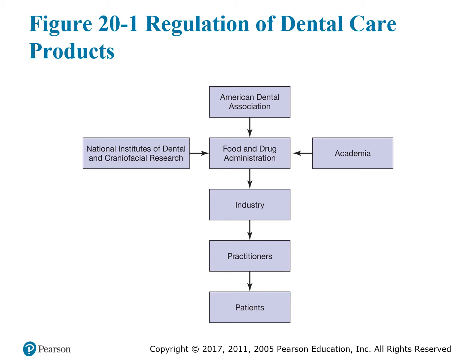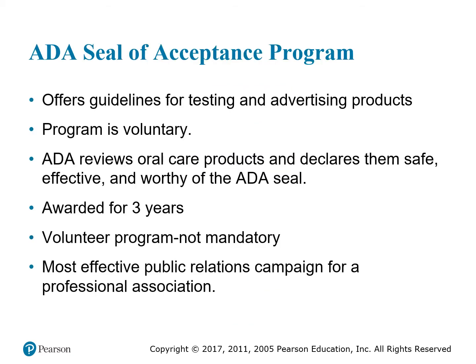So this figure is 20-1. It's on page 284 in your book. It just shows that there is research that comes from different places, and it all feeds into the Food and Drug Administration, who then sets guidelines for the industry that makes products, and that then goes to the practitioners, because we can't use products that aren't being made. Obviously, industry has to make them before we can use them. And then the practitioners are the ones who recommend it to the patients, which was the goal in the first place.